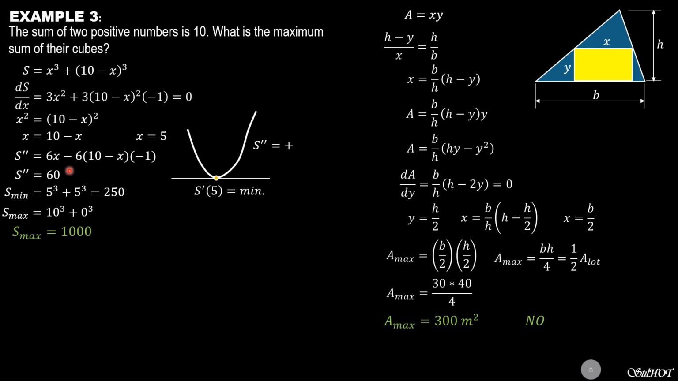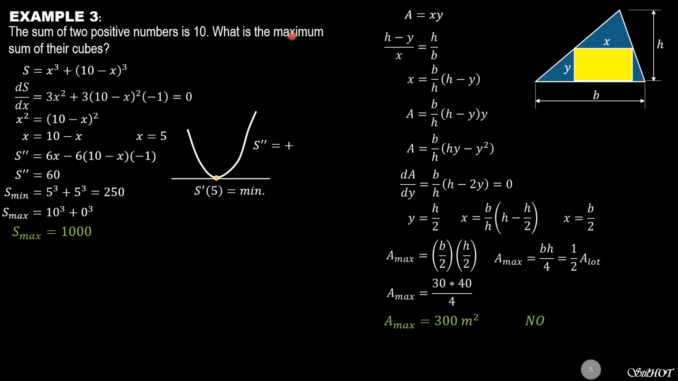So that means the graph between S and x would be concave up, and at the point where x is 5, S prime is 0, and it is a minimum, as revealed here, because the graph is concave up. So that means at the point where the slope is 0, it is a minimum. So this gives a minimum sum of 250. So the answer of 250 is not the maximum.